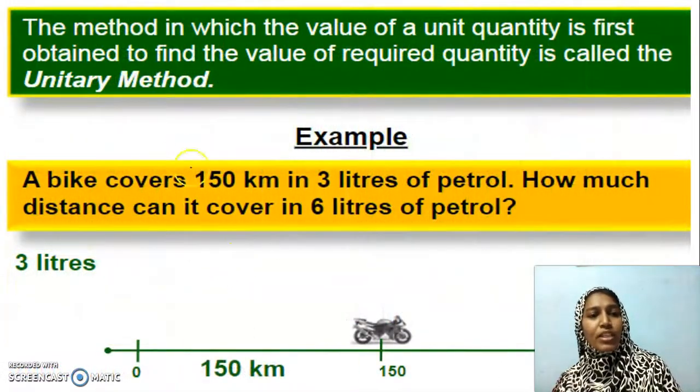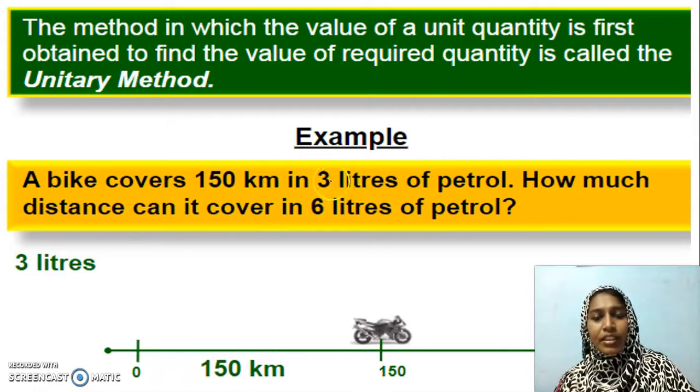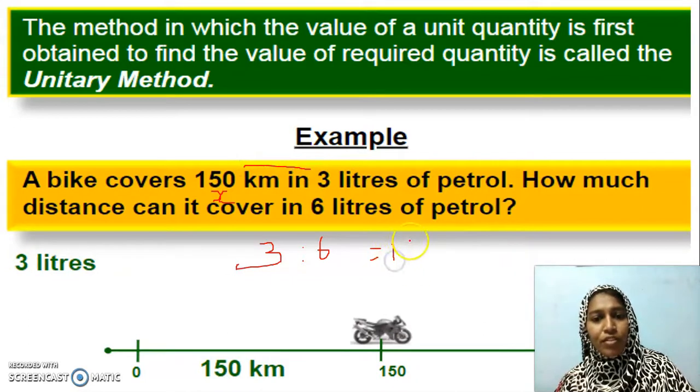And here is one more example. A bike covers 150 km in 3 liters. How much distance can it cover? I don't know the distance, so I will have it as x kilometers in 6 liters. How can I write it in ratios now? Yes, 3 is to 6. 3 is for 150 kilometers, so 150 should be written first. 150 is to x.